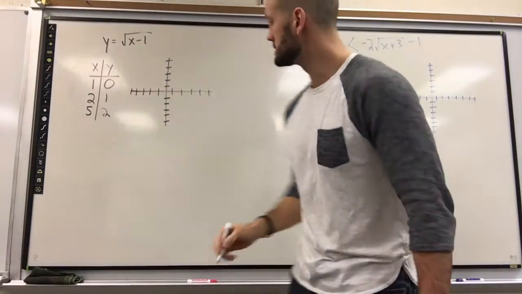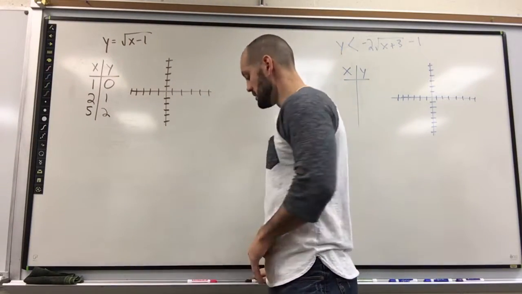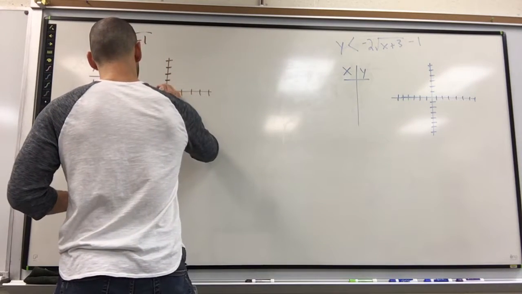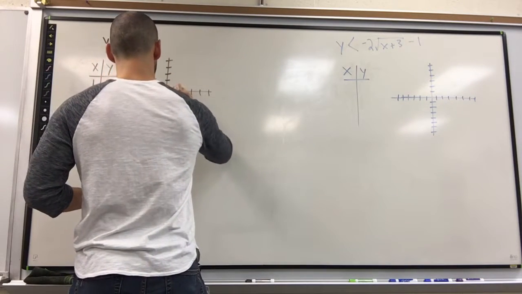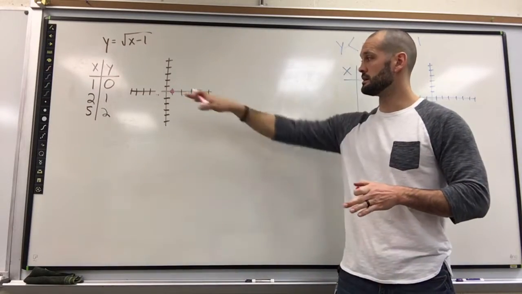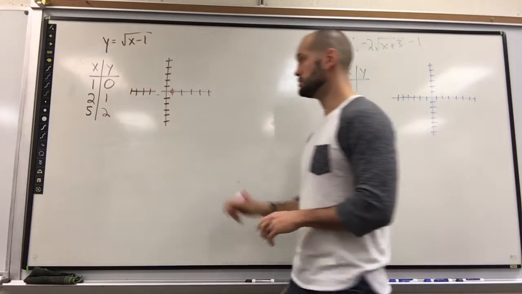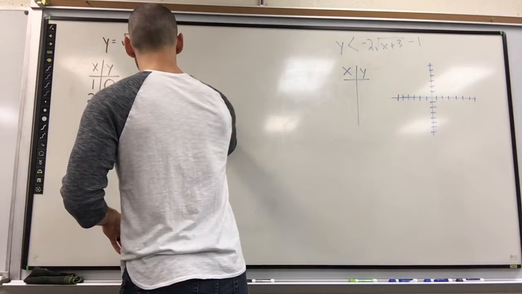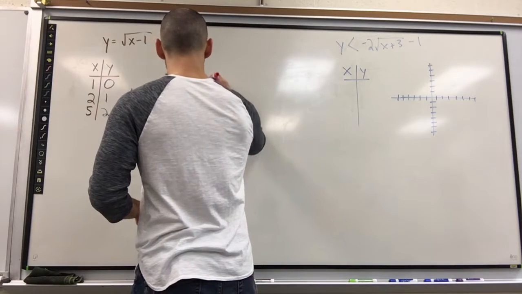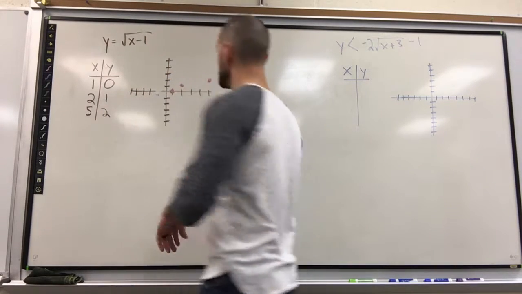Now we plot our points. At 1, 0 is where it starts. Now, from here, I just plot my next 2 points. 2, 1, and 5, 2. Now, this is going to give you a general idea of the curve of it.